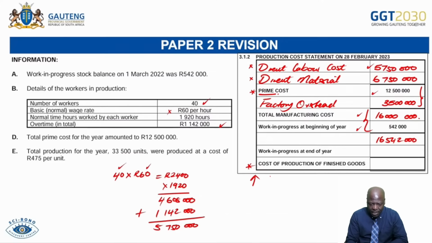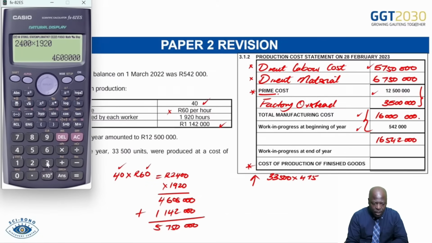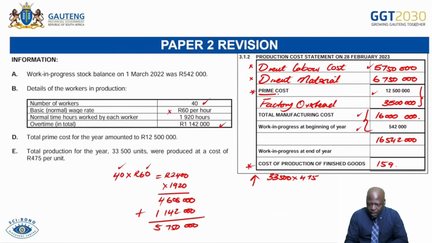So you're going to come here and say there is 33,500 units, and they are all at a cost unit of 475. So we're now going to say 33,500, and we're going to multiply by 475. And then that will give you your amount, which is 15,912,500. And you get the difference now between these two amounts.